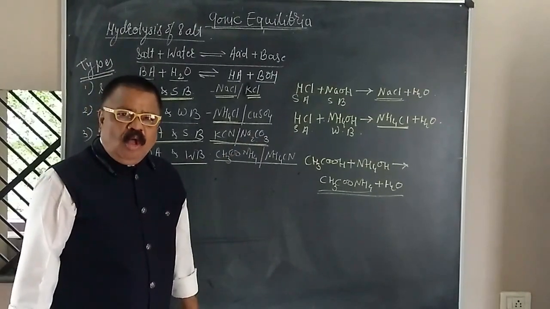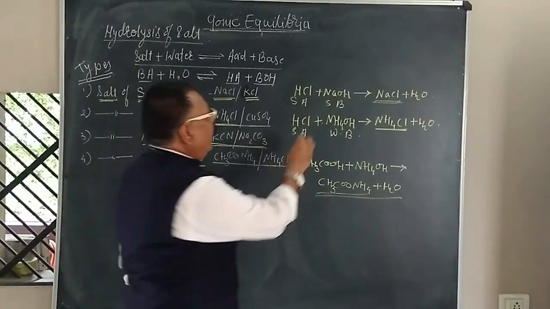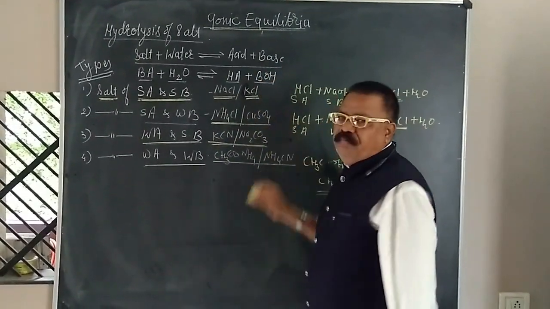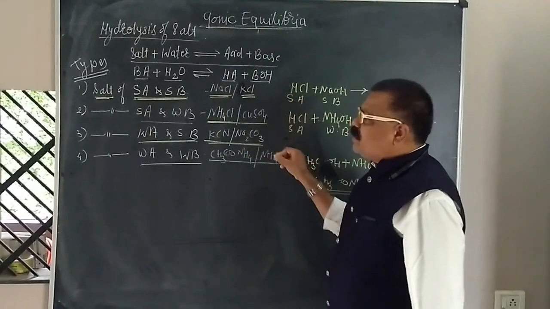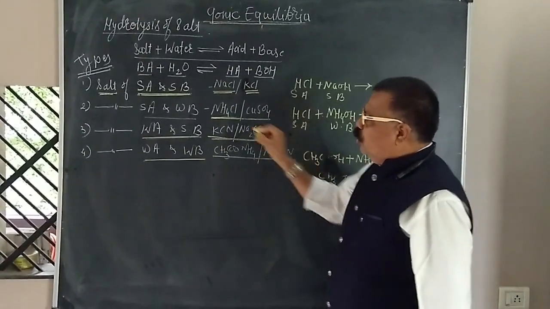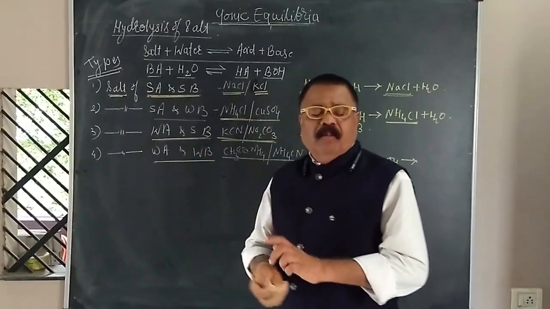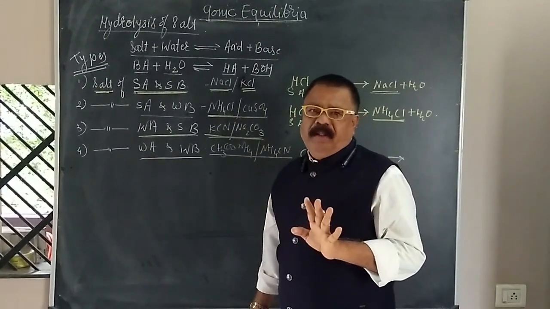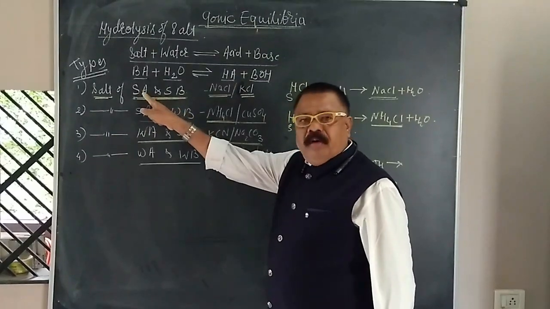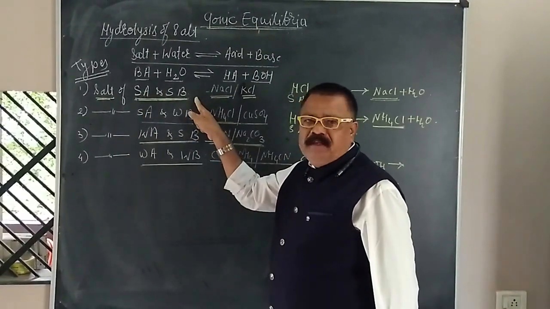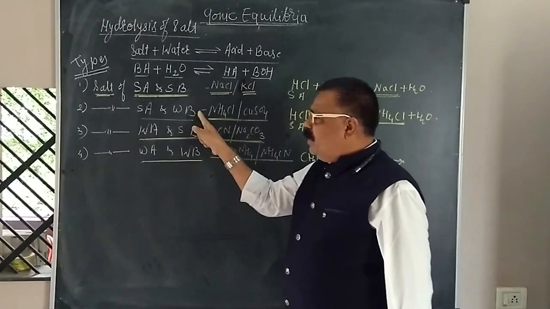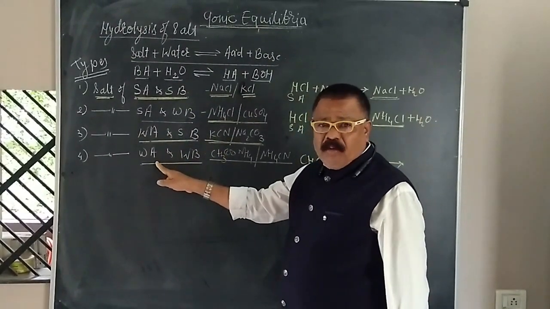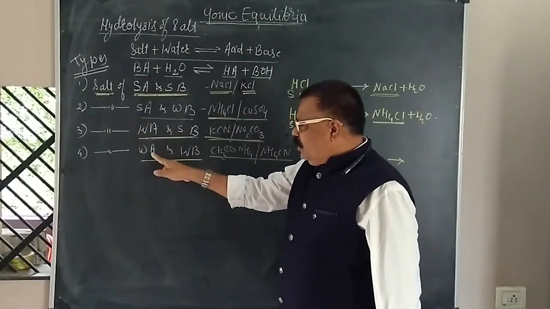So these are the various types of salts that we are getting. If we go concept-wise, we get 4 types of salts. The first is the salt of a strong acid and strong base, the second is a strong acid and weak base, the third is a weak acid and strong base, and the fourth is a weak acid and weak base.